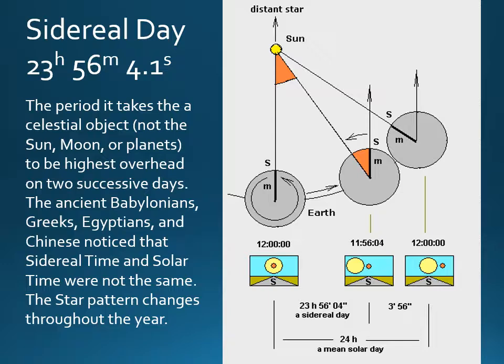The ancient Babylonians, Greeks, Egyptians, and Chinese noticed that sidereal time and solar time were not the same. The star patterns change throughout the year. The sidereal day is slightly shorter than the solar day because the orbital motion about the sun means the Earth has to rotate slightly more than 1 turn with respect to the fixed stars in order to reach the same Earth-Sun orientation.